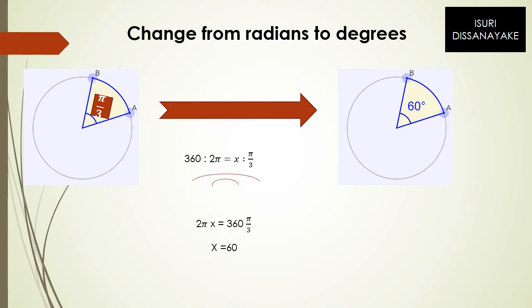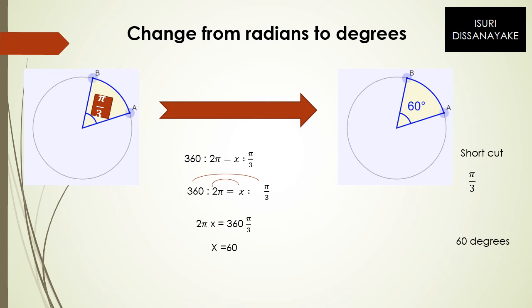Same ratio method. 360 degrees means 2 pi. x degrees means pi over 3. You want to know how many degrees is pi by 3. So you can work it out and you have to simplify this correctly, so you can clearly see x is equal to 60 degrees.